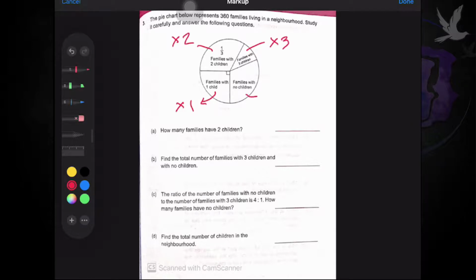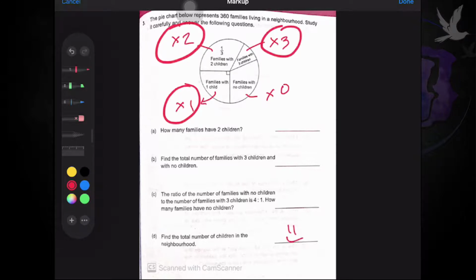Dito naman is hindi kasali because there are no children. So, times 0 po. Okay, there's none. Then from there, all you need to do is to take your answer here, here, and here. And that will be your answer for letter D. Okay? So, tignan natin kung ano pa ba yung ma-assist ko sa inyo.